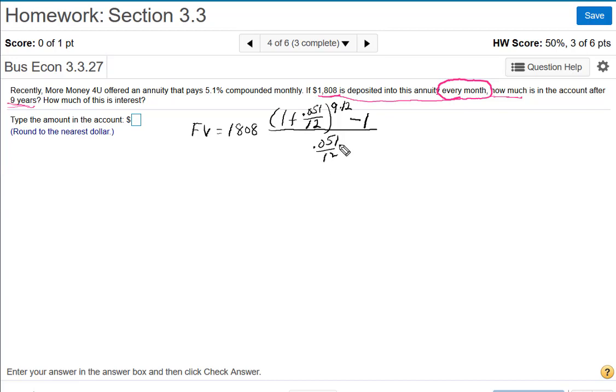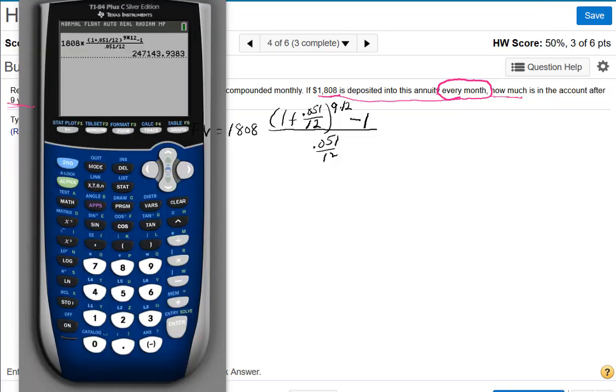So, typing this into our calculator is the trick. I will type that and let you see what it looks like without having to wait for me to type each key. We want to round this to the nearest dollar, which would be 247,144.